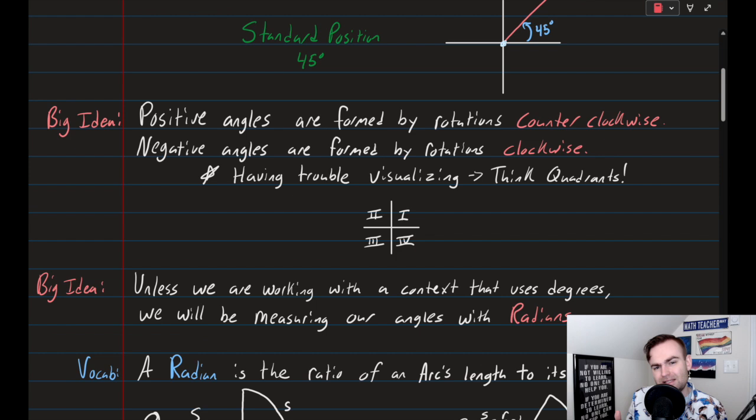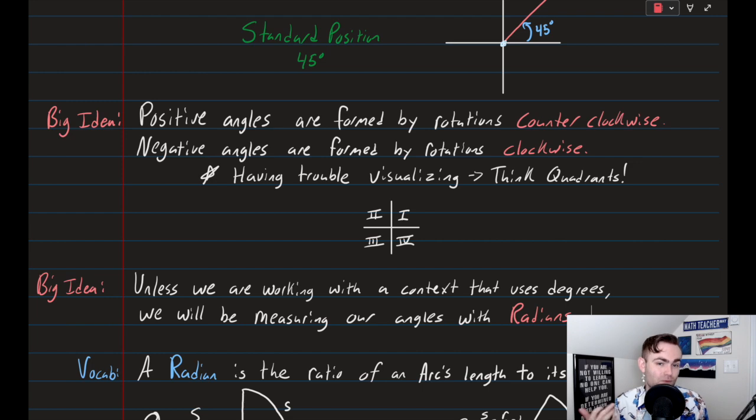The next big idea is that we really aren't going to use degrees unless we're dealing with an application that specifies degrees. Like if we're talking about triangles, yeah, we're going to use degrees for the most part. But otherwise, we're going to be talking about radians. And hopefully you've been introduced to this concept of radians in both your geometry and your algebra 2 classes.